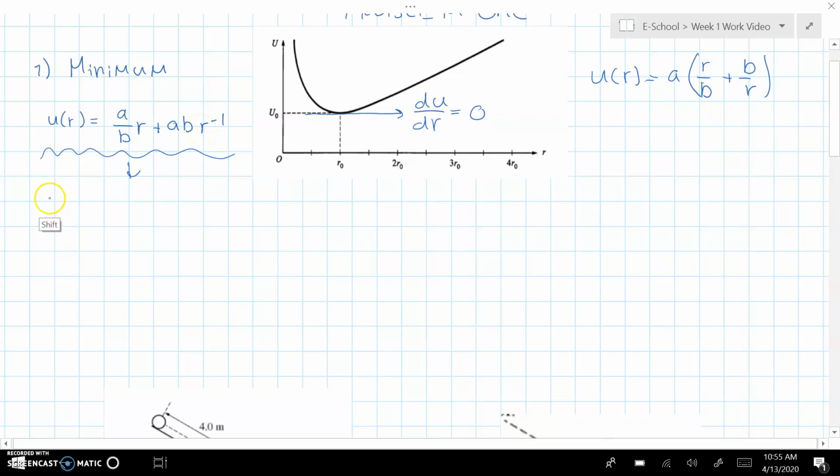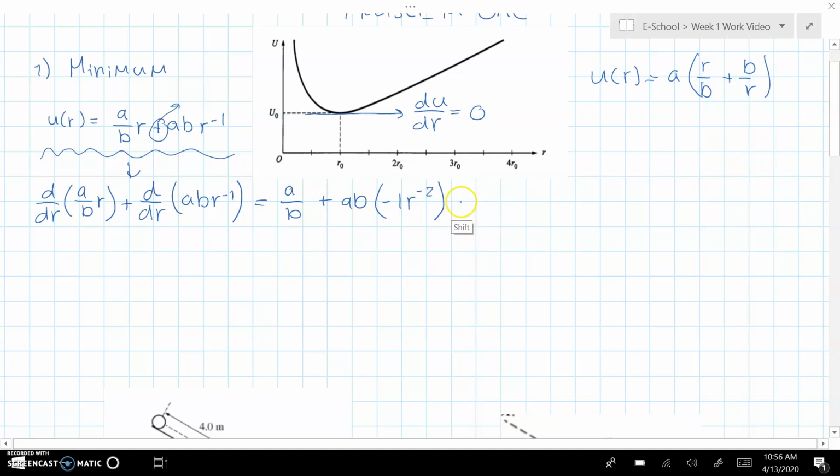Okay, so dU/dr, the derivative with respect to r of (a/b)r + d, of ab r to the negative 1, where I've split my function into two because I have this plus here, which says that I can do that and take the derivative separately. By working these derivatives out, remember the derivative of r is just 1, so you're left with a/b plus ab times negative 1 r to the negative 2.